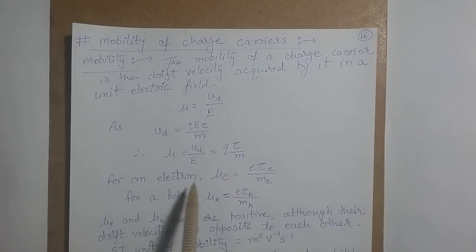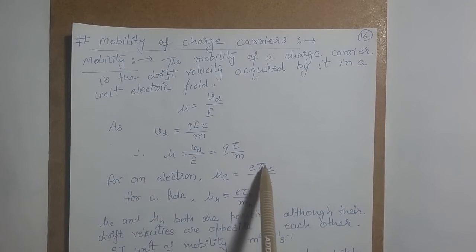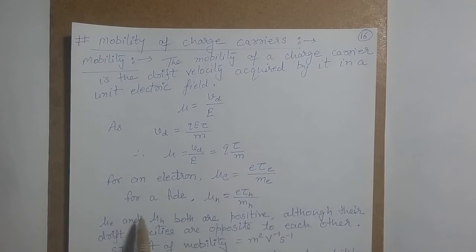For an electron, the mobility will be mu e, that is e tau e, where tau e is the relaxation time for the electrons, upon the mass of the electron. For holes, in the case of a semiconductor, the mobility will be mu h, that is, the charge on a hole is the same as that on an electron, tau h is the relaxation time for the holes, and mh will be the mass of that hole.